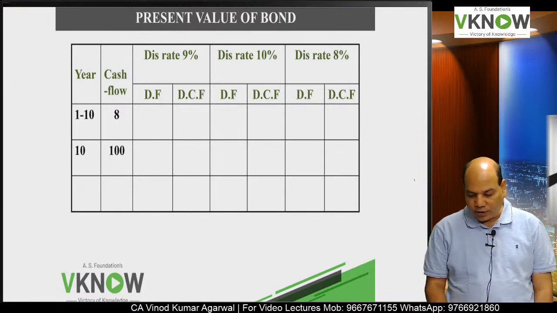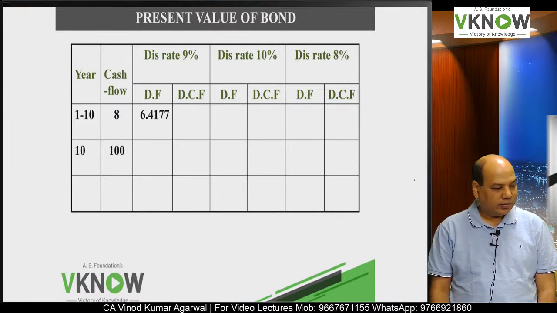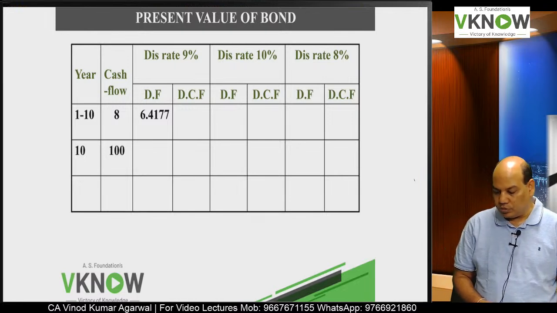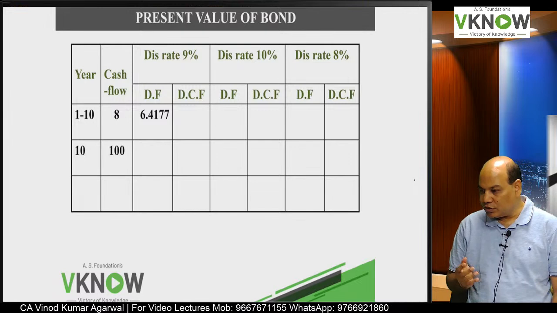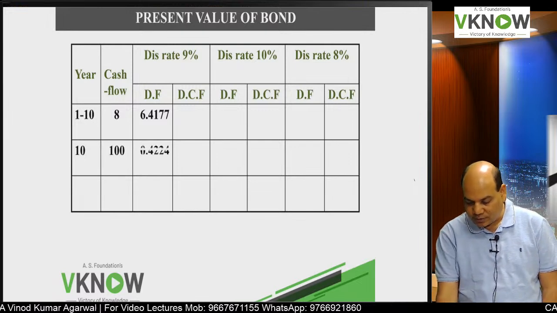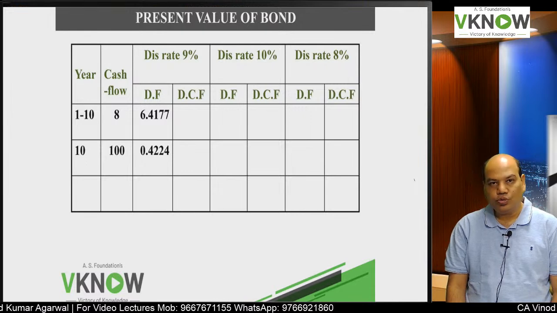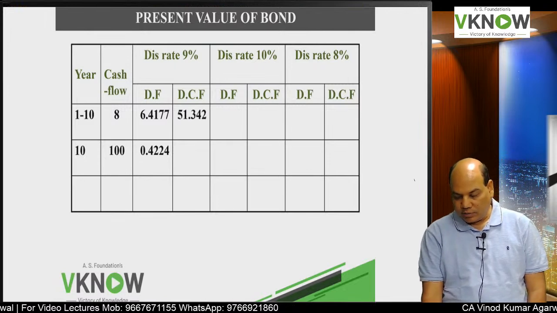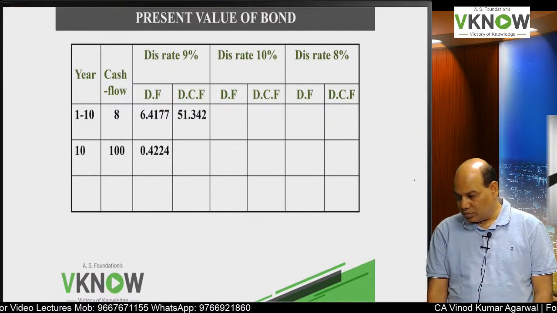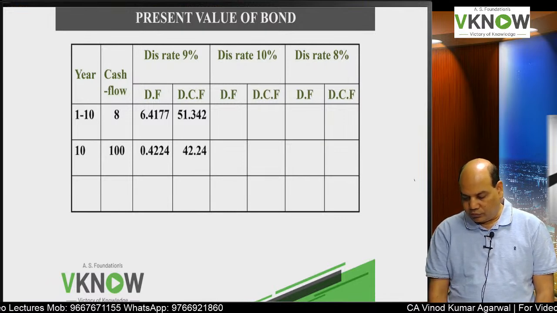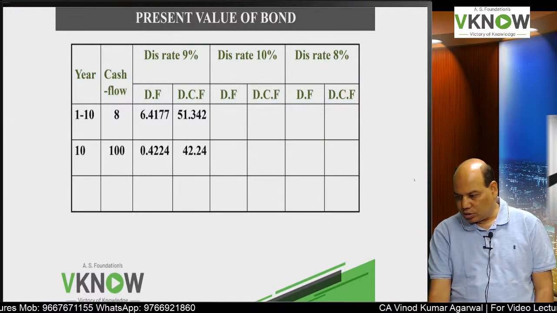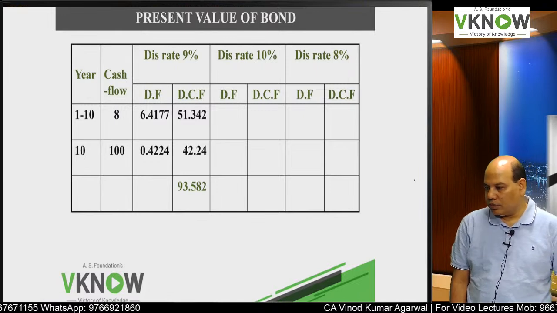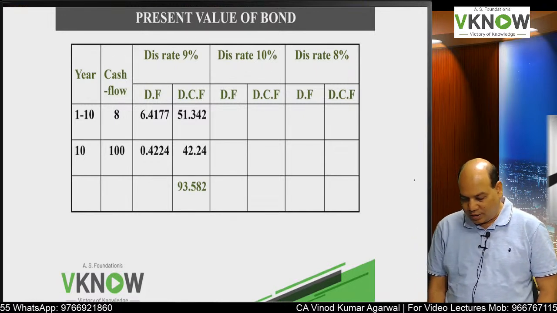What is the discounting factor for 10 years at 9%? Is it 6.4177? Say yes. Then the 10th year is 0.4224. Check the answer. Multiply and take total. 51.342, 42.24. Take the total: 93.582. Is that right, Divya? Very good. 93.582.